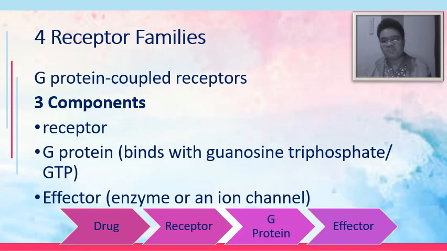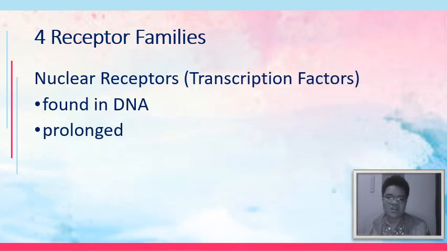Then you have your G protein coupled receptors. There are 3 components for this receptor family. One is the receptor, the second is the G protein, which binds with guanosine triphosphate or GTP, and then you have your effector enzyme or an ion channel. In this case, the drug activates the receptor, the receptor activates the G protein, which activates the effector, hence the effect of the medication.